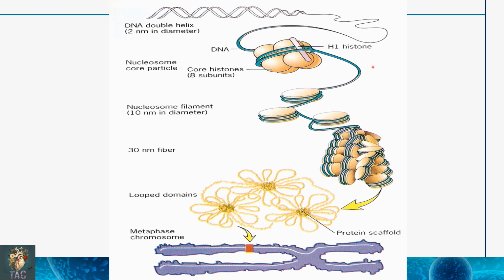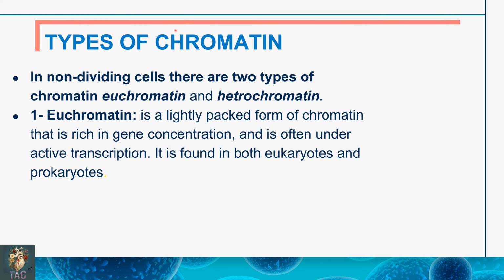So this is the lowest level of the organization of the chromatin, and this one is the highest level of organization of the chromatin. So what are the different types of the chromatin which are present in a non-dividing cell? There are basically two types of the chromatin which are present: the hetero and the euchromatin.